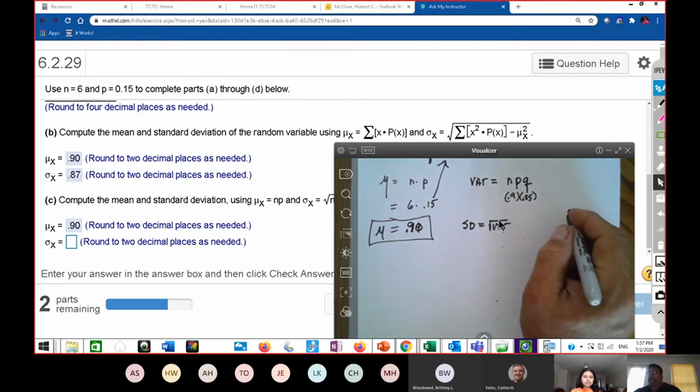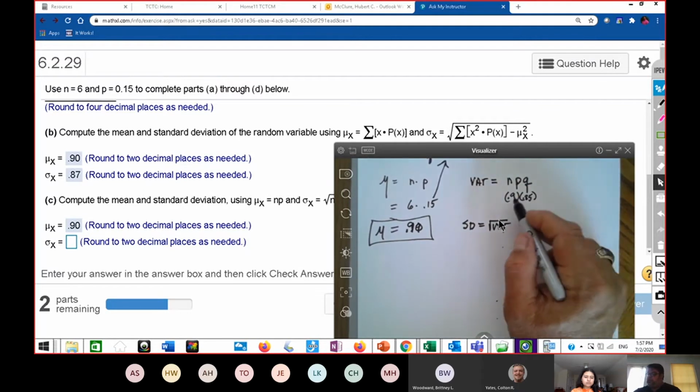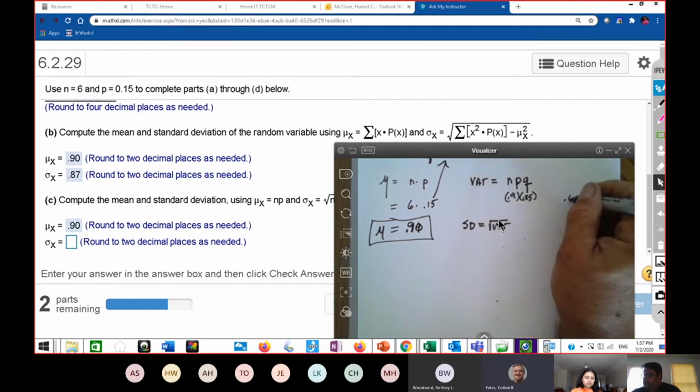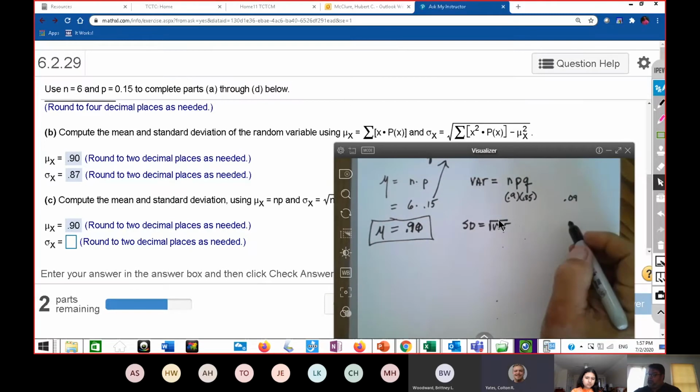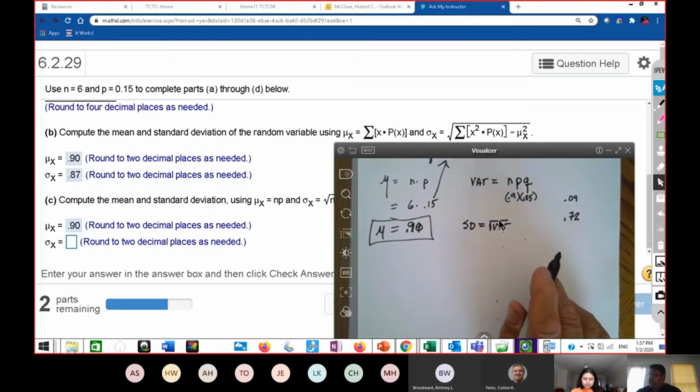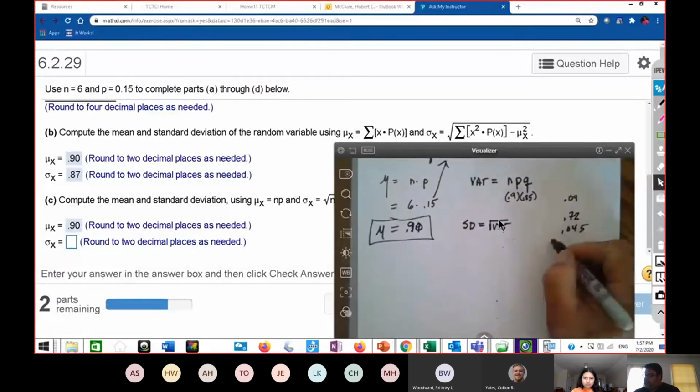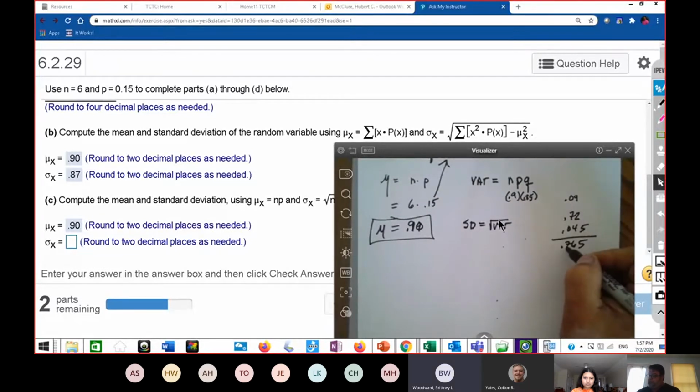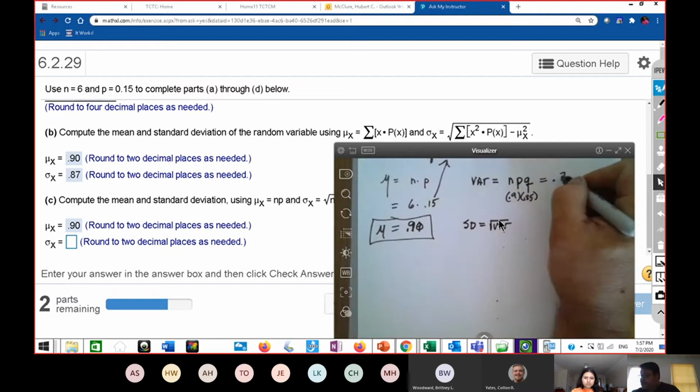Now, let's see, 10% of 0.9 is 0.09. Okay, so 80% would be 0.72. All right, half of 10% would be 0.045. So that means I should get 0.765. Somebody check me for the variance. I got the same thing, 0.765.